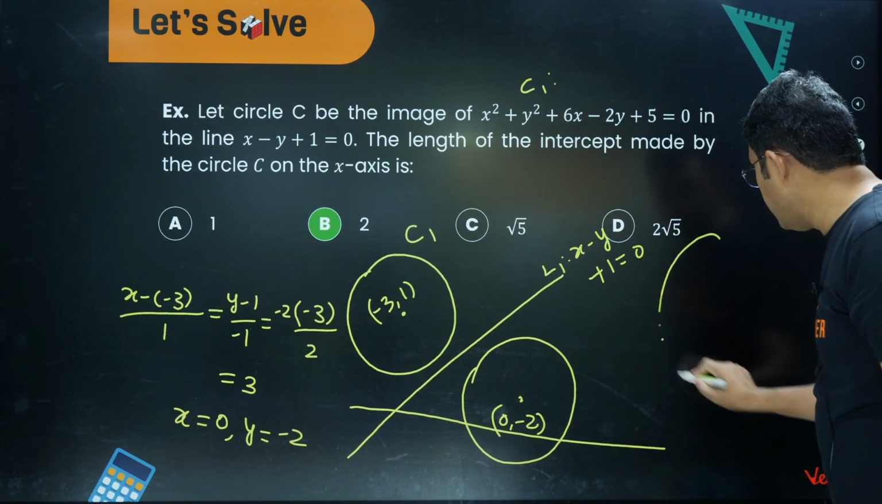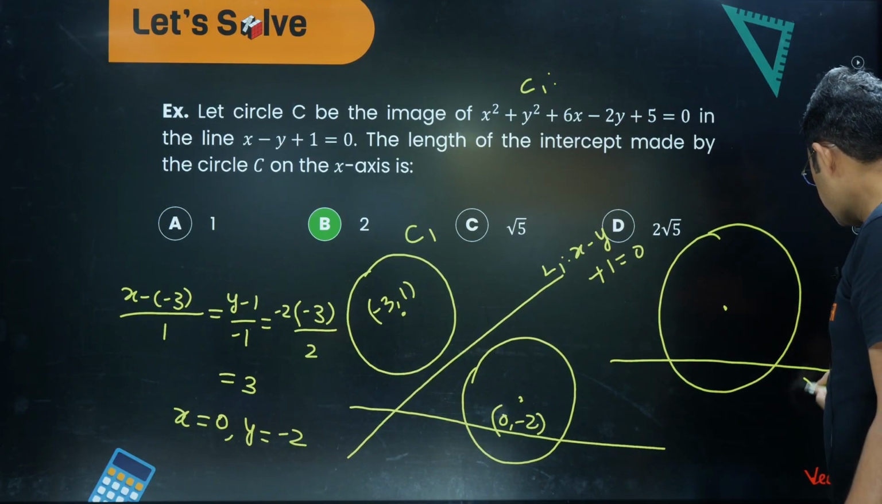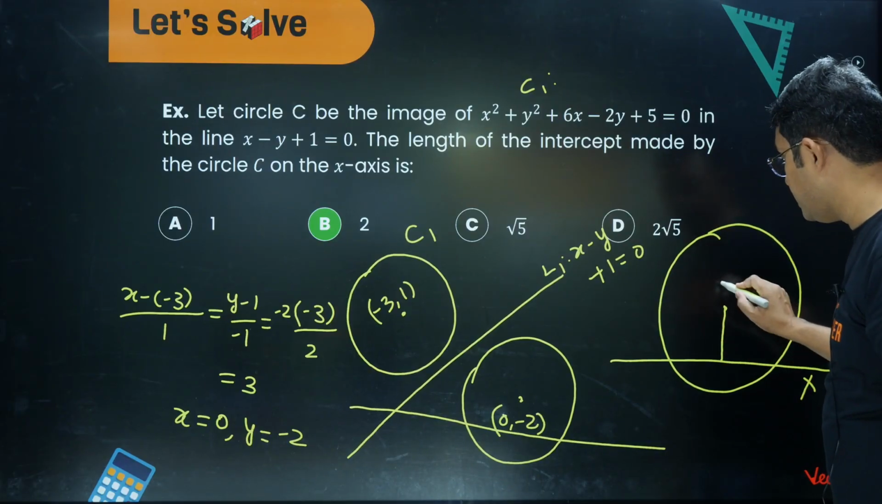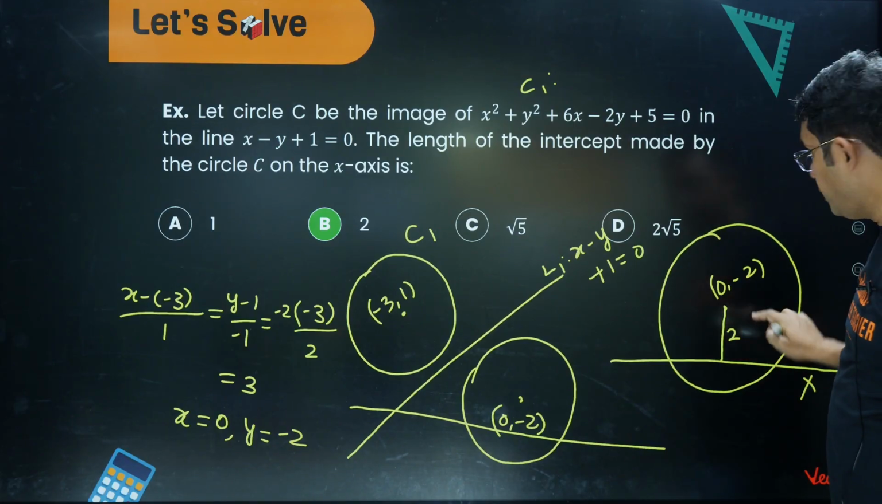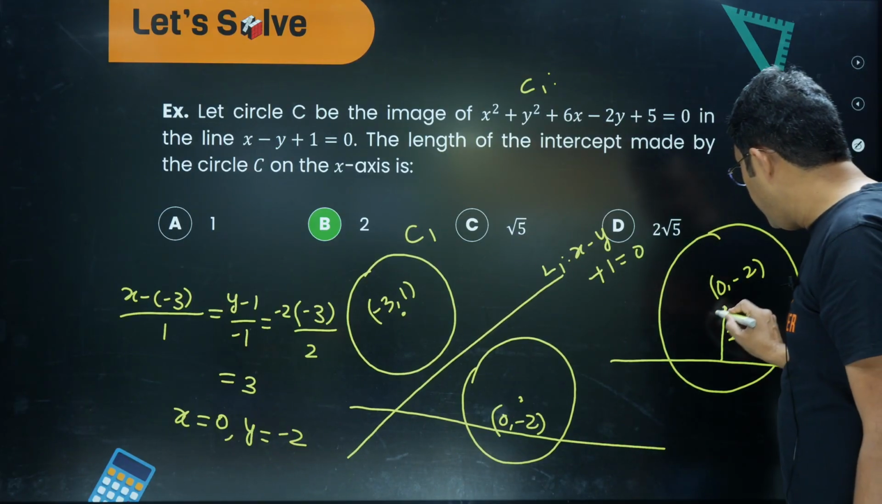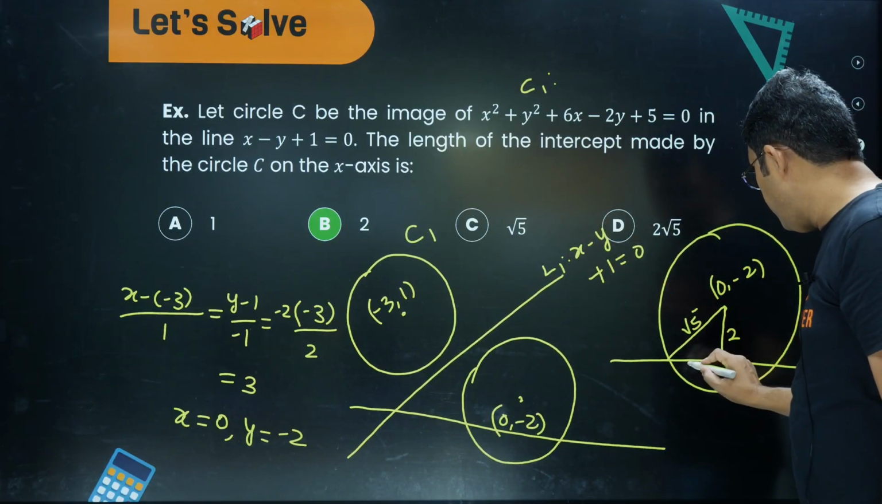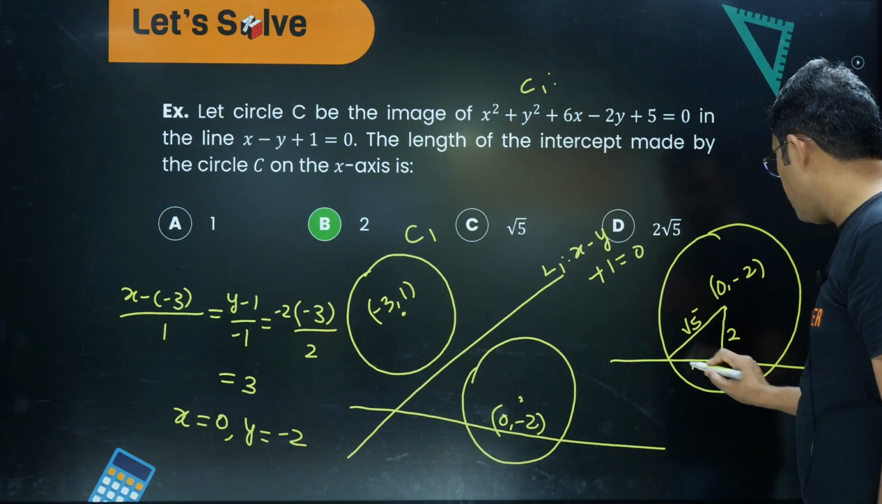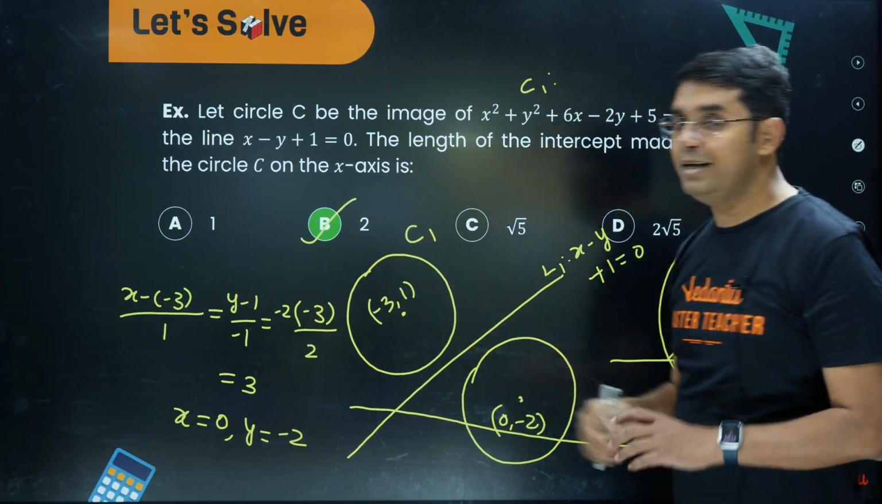So let me make this diagram once again here. The center we have found, and this is the x-axis. Now the distance of this center from the x-axis will be 2, because this is (0, -2), and the radius, as we found in method 1 also, is root 5. So this will be 1 here and this will be 1 here also. Combining these two, we get the answer as 2. So the answer of this is B.